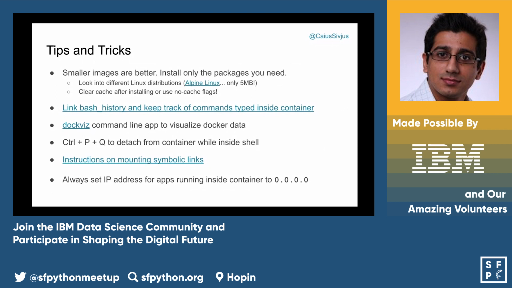And I'm also just going to make a note of the last point. When we're setting an IP address for a process inside of the container, make sure you set it to 0.0.0.0. If we use 127.0.0.1, that's going to be a loopback interface, and we're not going to be able to connect to that process. Unfortunately, I did have to learn that the hard way.